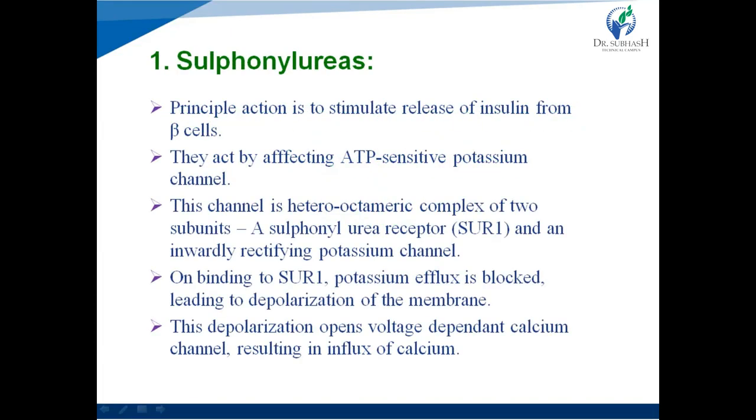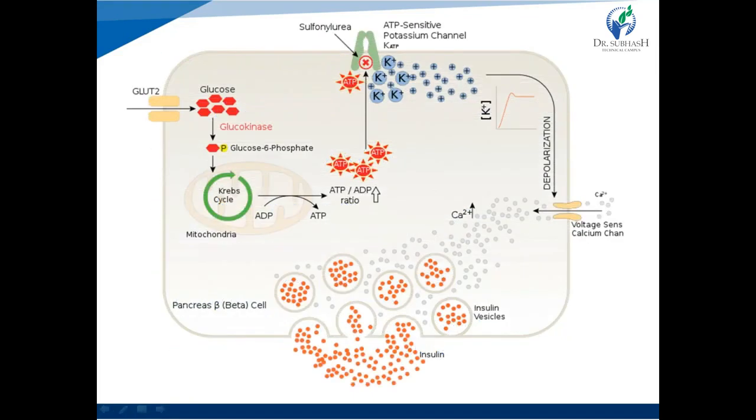Mechanism of action of oral hypoglycemic agents. The first class is sulphonylurea. We have seen that sulphonylurea and Guanidine analogues are the classes of insulin secretagogues, meaning they enhance secretion of insulin from beta cells of the islets of Langerhans of the pancreas. Here we can see the figure of a beta cell of the pancreas.